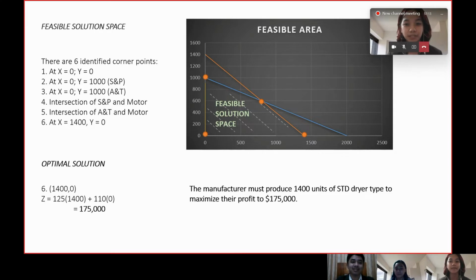To conclude, the manufacturer must produce 1,400 units of STD dryer type to maximize their profit to 175,000. Moving on to the next problem.